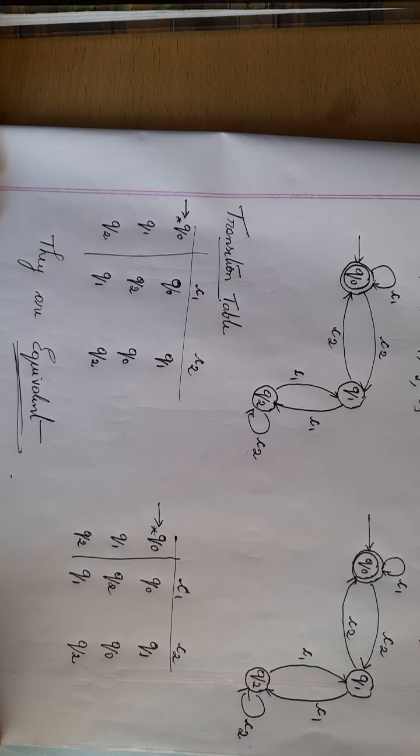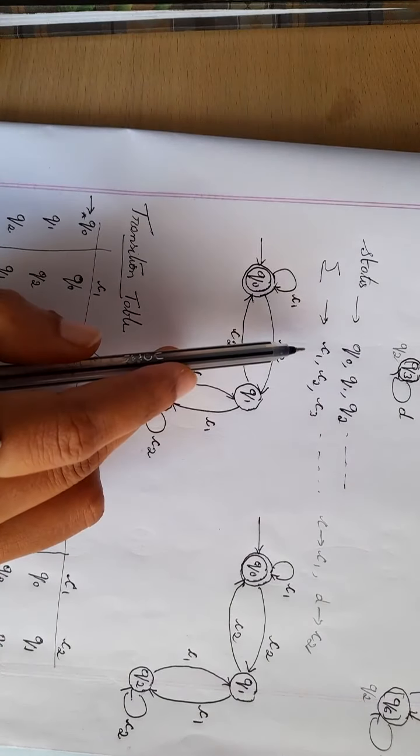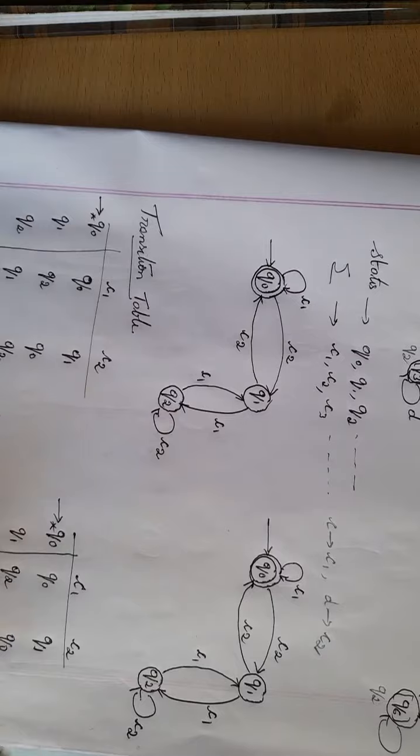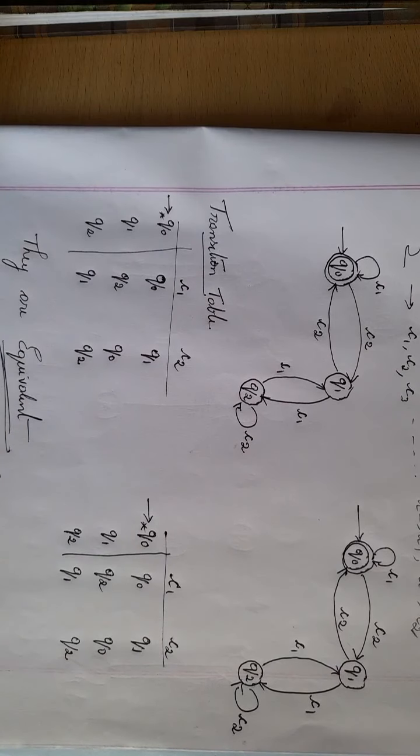So the first step is to directly convert from the non-deterministic finite state machine to the deterministic finite state machine. The second step is to minimize the existing deterministic finite state machine. The third step is, once you have minimized, rename it. After renaming everything, just draw the transition table and check whether they are the same. If they are the same, it means that they are equivalent.